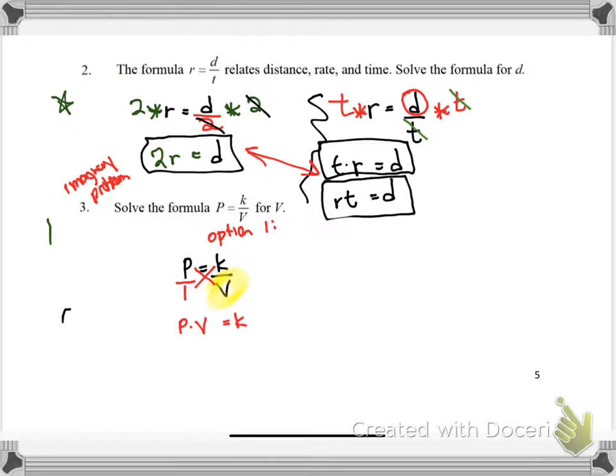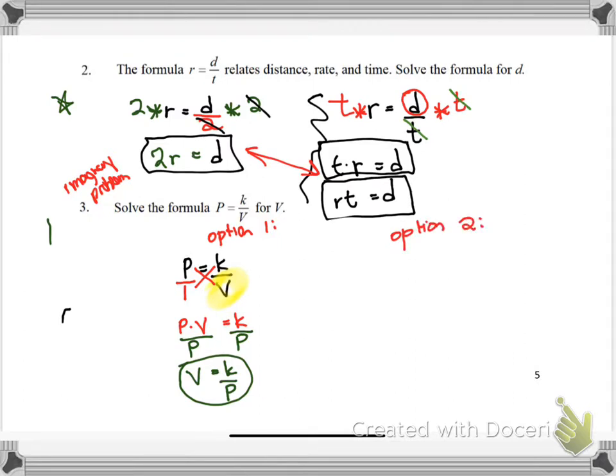And then to finish solving for V, I would have to divide both sides by P. And so you end up with the volume is equal to K divided by P. I think I might have just referred to V as volume. I apologize for that. V may or may not be representing the volume. I'm not sure. Okay, so let's think of another way to solve the same problem here. So we'll call this option 2.